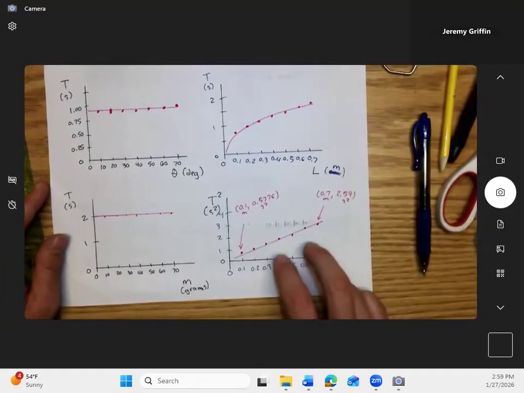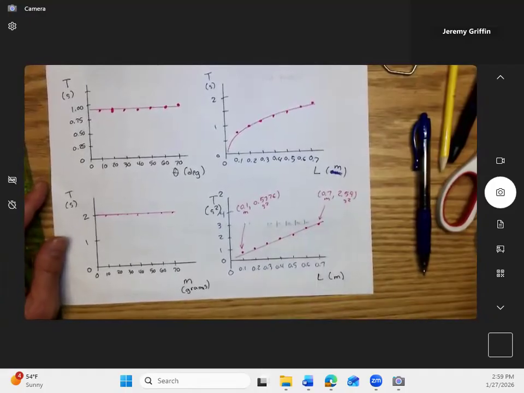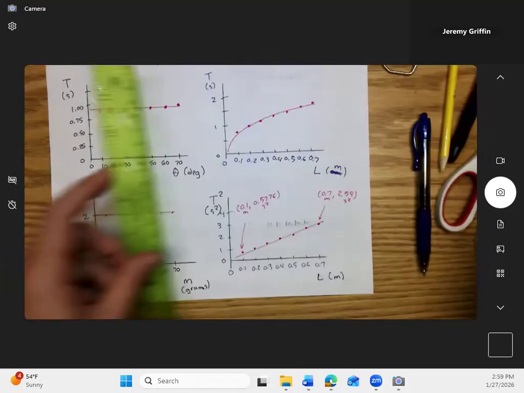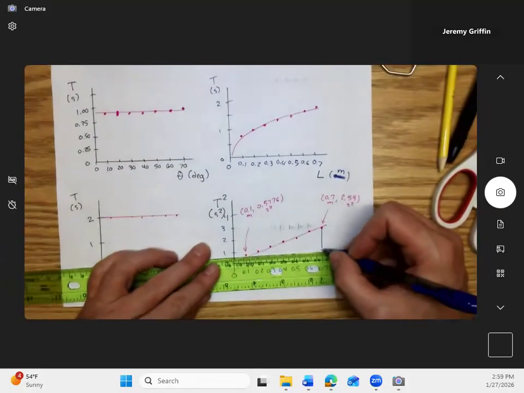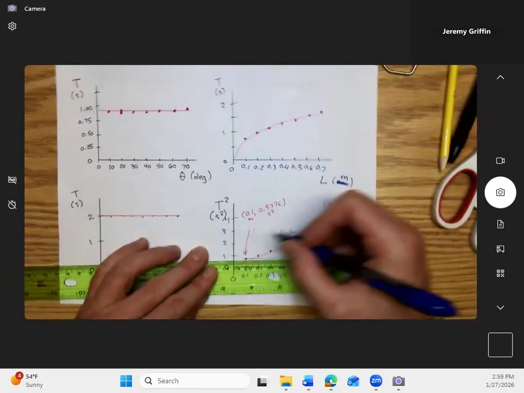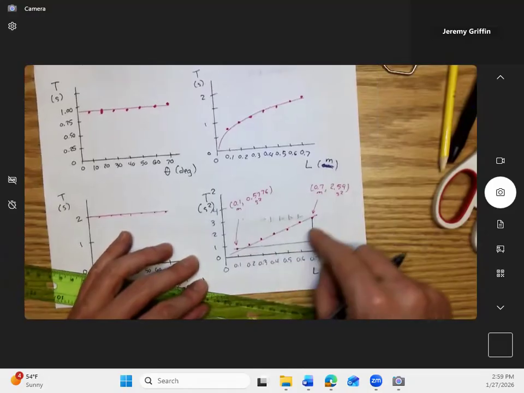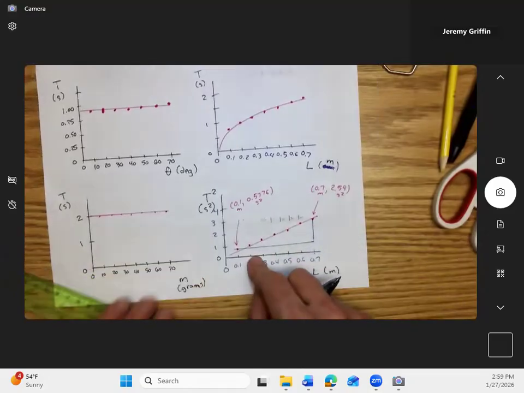Okay. All right. So let's find the slope of this line and then we'll figure out what from there we're going to do. So it's slope. I can do rise over run between these two coordinates. What's this rise over this run here? Change in time squared over change in L. Right, Patrick?